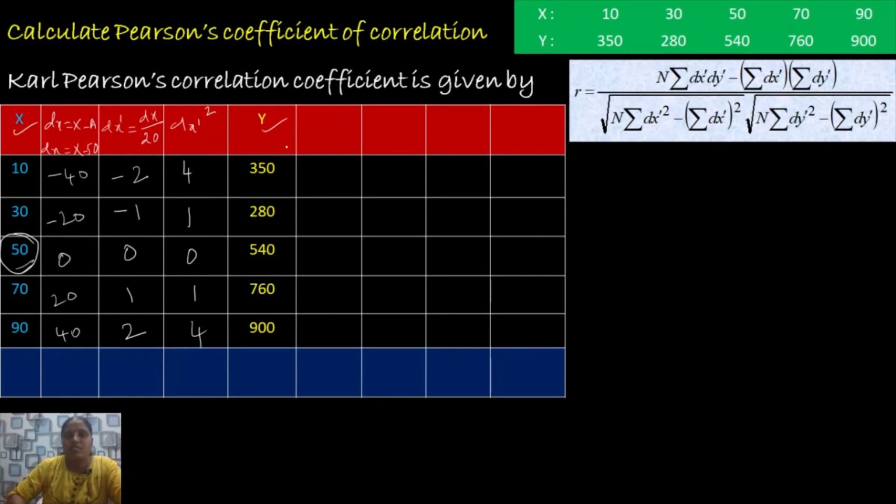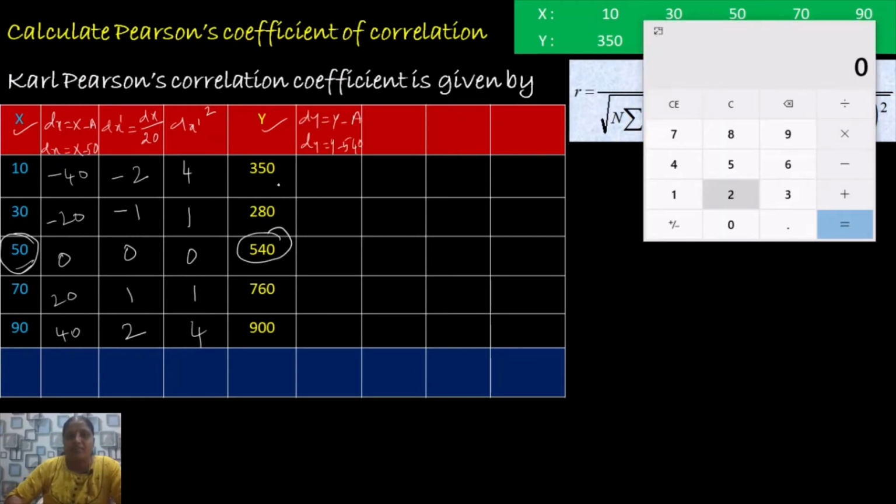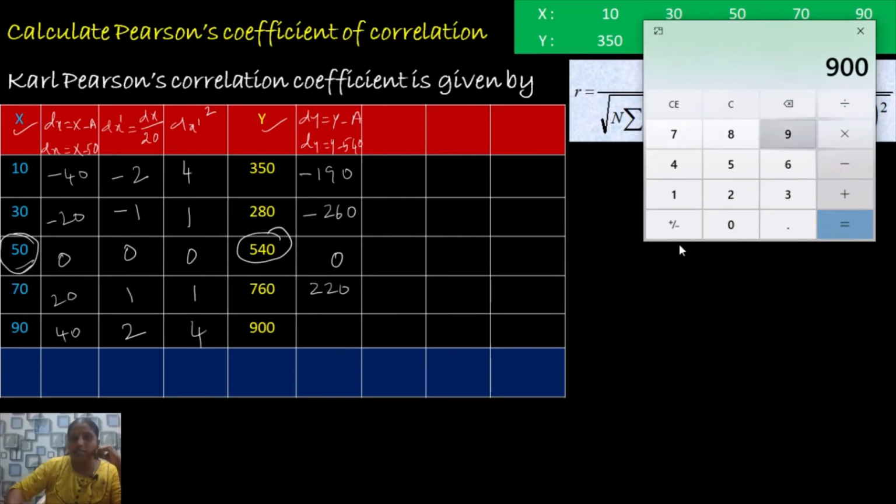Next, the same process is for the y values too. We have to subtract 540 from all values of y. 350 minus 540, you get the total as minus 190, 280 minus 540, you get the value as minus 260, 540 minus 540 is 0, 760 minus 540, we get the total as 220, and 900 minus 540, you get the total as 360.